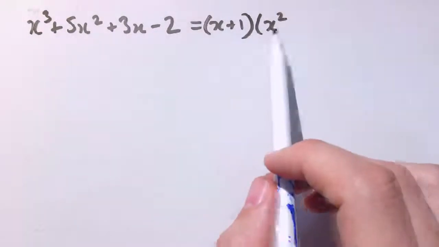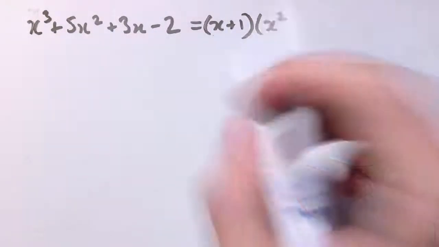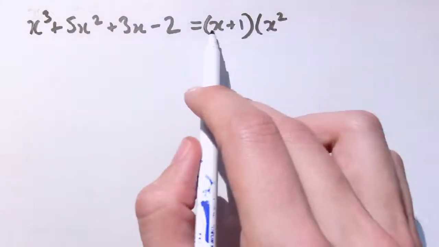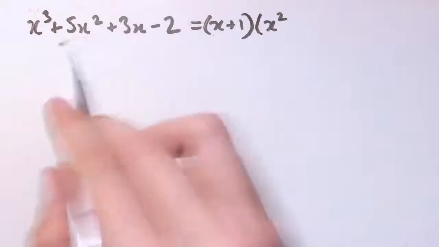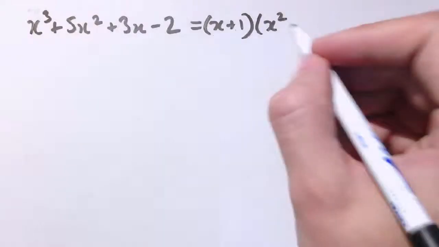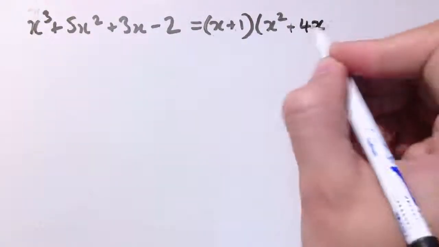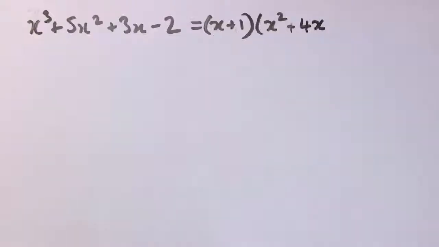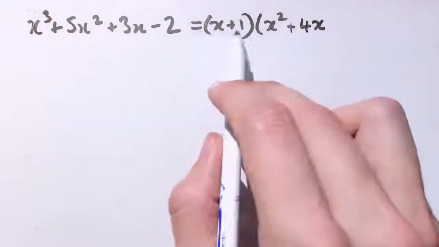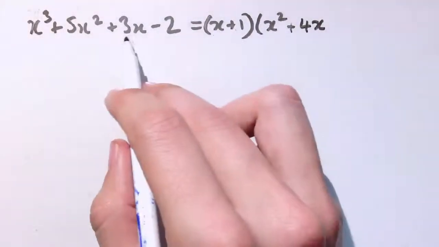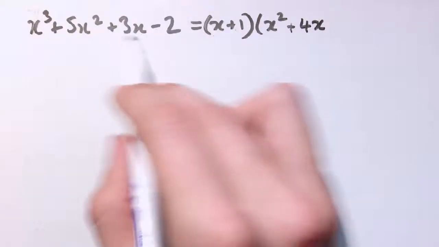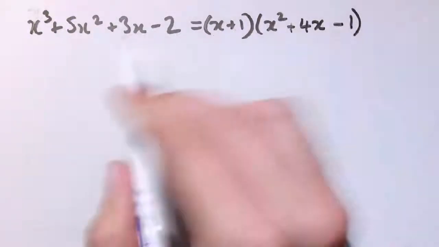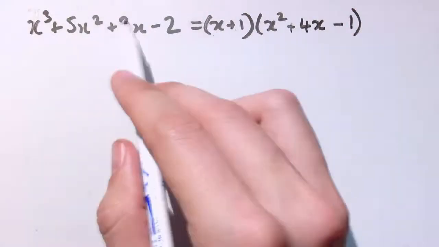I know this must be 1x squared because it's x times x squared. Now to get my next term I need x cubed because it's x times x squared, and to get my next term 5x squared, I've already got plus 1x squared, so I need another 4x squared. So I'll put a 4x term here so that when I multiply it out, 4x times x gives me that 4x squared. Next term I've already got 1 times 4x, so that's 4x. I need to have 1 fewer x, so I'll do minus 1, and that will give me my plus 3x term here.